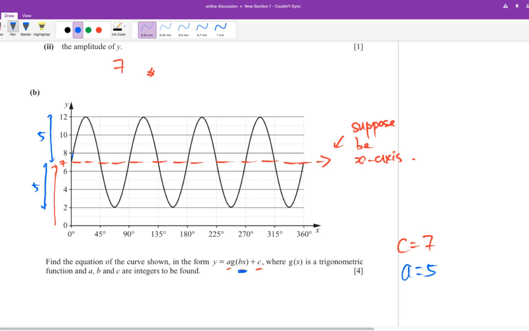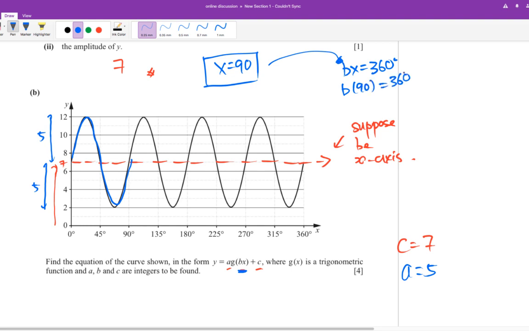The one cycle is basically from here up to 90. So right now my x is 90, because my period is 90. That means one cycle in this diagram is 90. So what I will do is write b x equals 360, because sine and cos are always equal to 360, fixed already. Only tangent is 180. Since you know your x is 90, substitute into here. So b times 90 equals 360, so b is equal to 4. Therefore b equals 4.